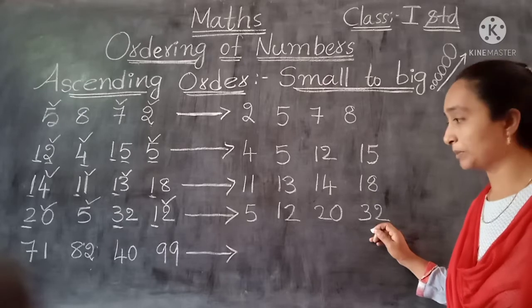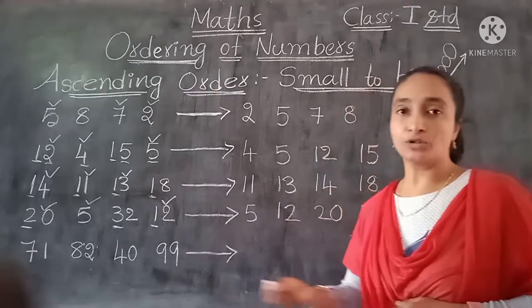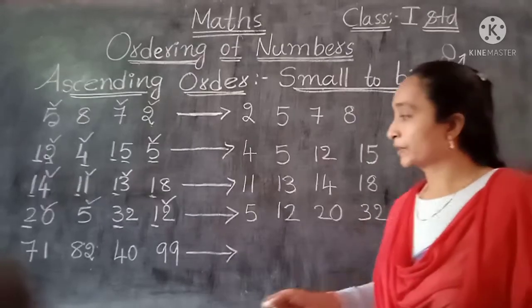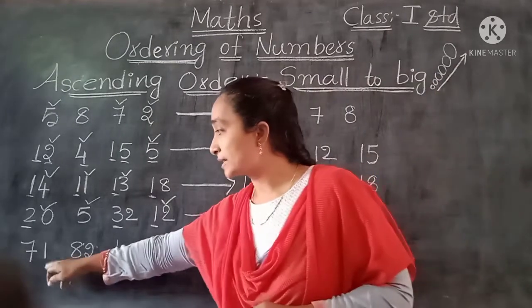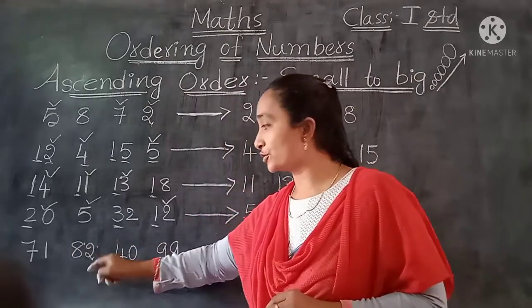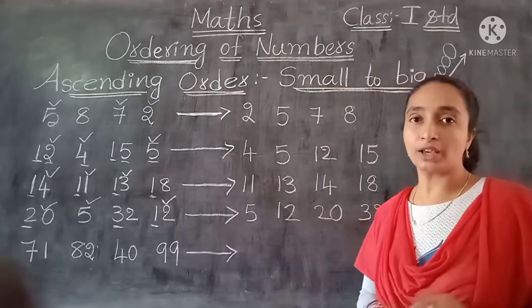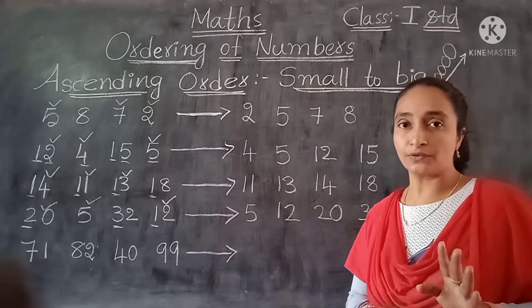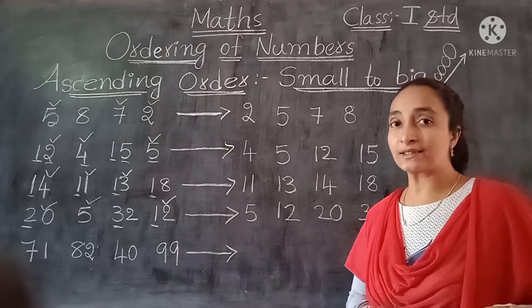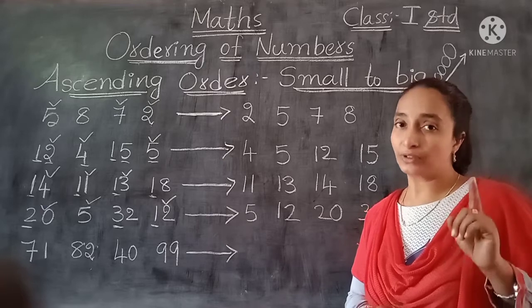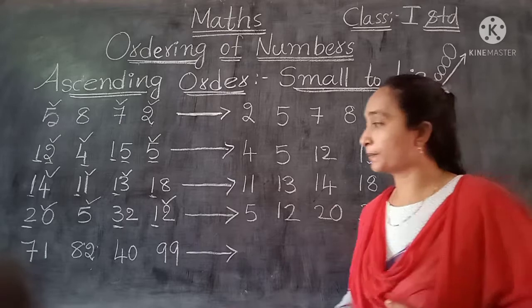Okay children, completed. Yes, and the last one, one more time if we check. Some more digits are there, children. Last example. Now here if you see, all are 2 digits: 71, 82, 40, 99. Okay, all are 2 digits, so no confusion. There is no one digit number. Now next step, checking of tens place. Let us check now whether the tens place are the same or different.